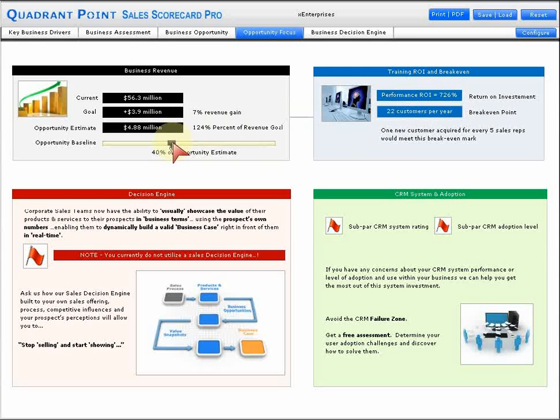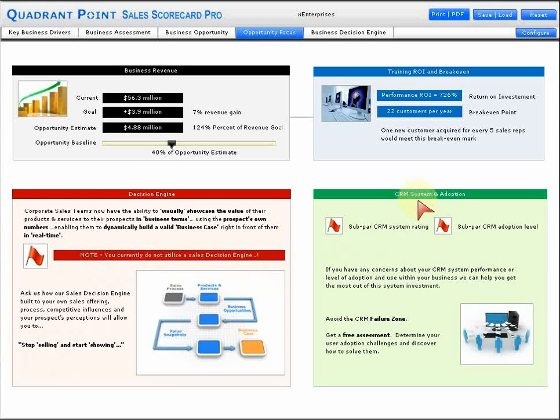The key to this decision engine is it's fully interactive. You make any of these changes here on the fly, and then you can see where's that set point, that reality point, then someone can say, even at 40% of that level, this is a project worth moving forward. And again, a decision engine opportunity is really all about stop selling and start showing, right? And note there's currently not a decision engine in use in this example.